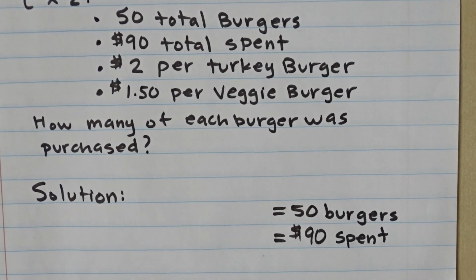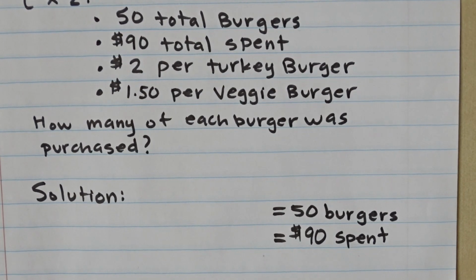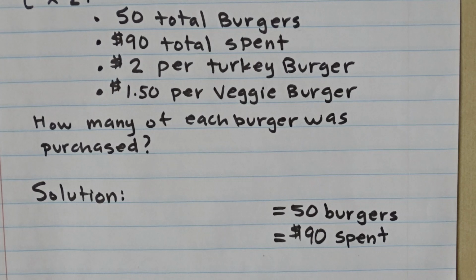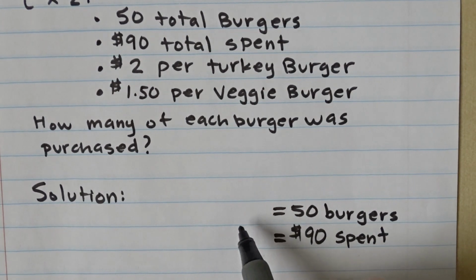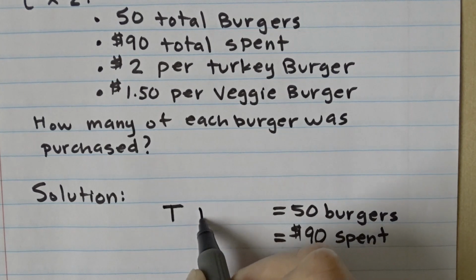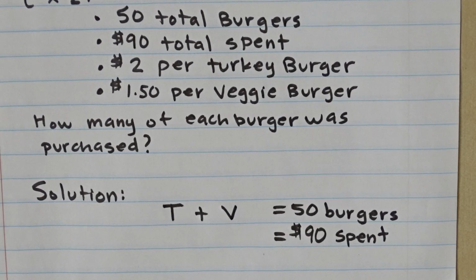Now, what am I adding up that's giving me 50 burgers? Let's look at the information given. Think about it on your own. What together is giving me 50 burgers? Right? You should have been thinking the total turkey burgers plus the total veggie burgers was 50 burgers. So turkey burgers plus all your veggie burgers came out to 50 burgers.